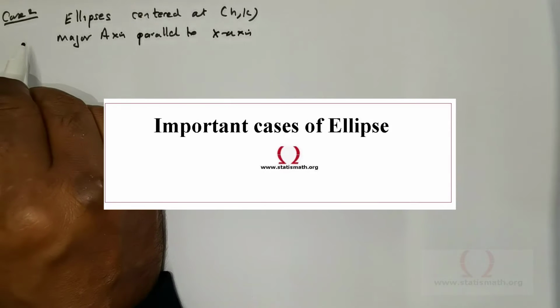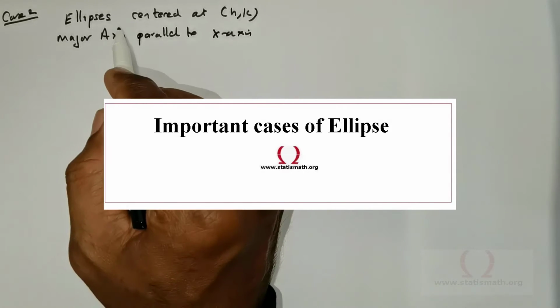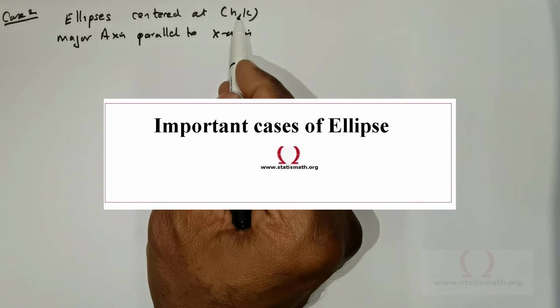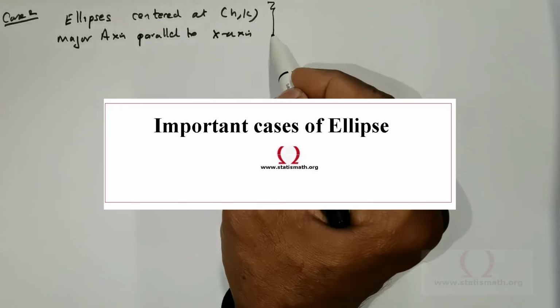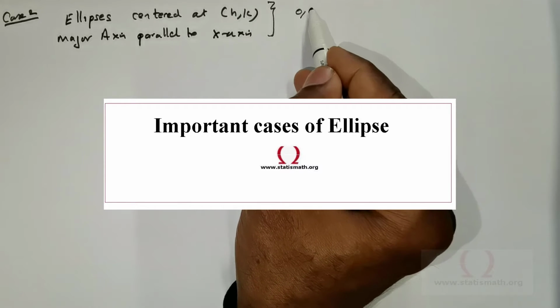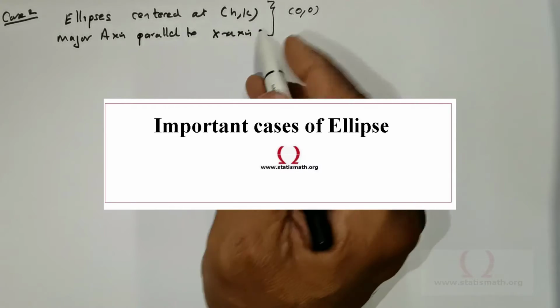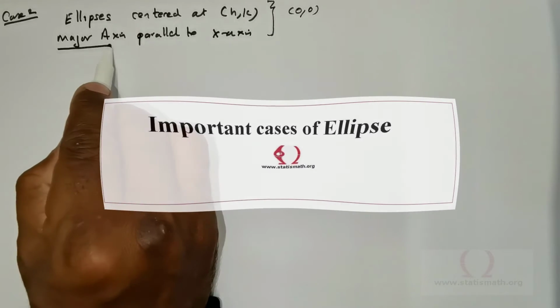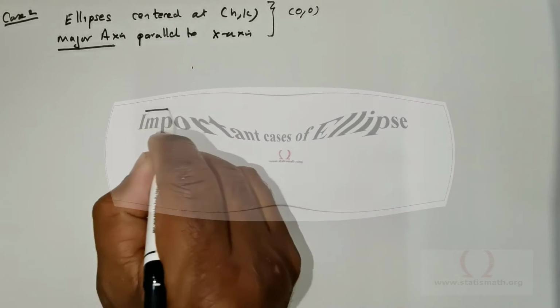Students, in this class we will be studying the next type of ellipses, centered at h, k. In the previous class we studied ellipses that were centered at the origin 0, 0. In today's class the ellipses are centered at h, k, and the major axis is parallel to the x-axis. Now what exactly does that mean?